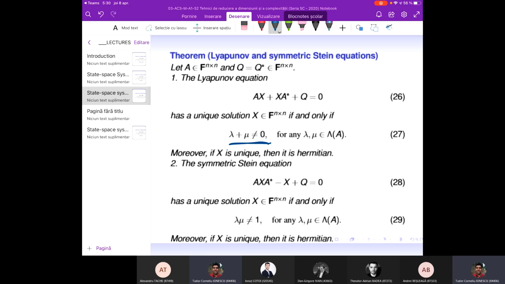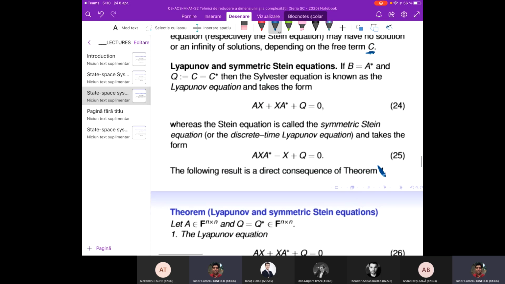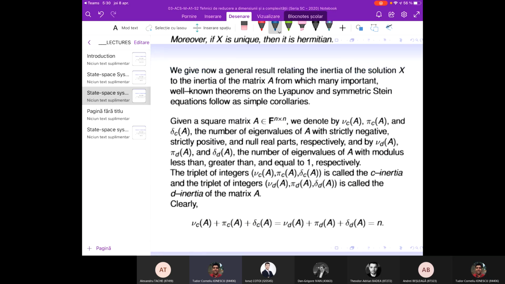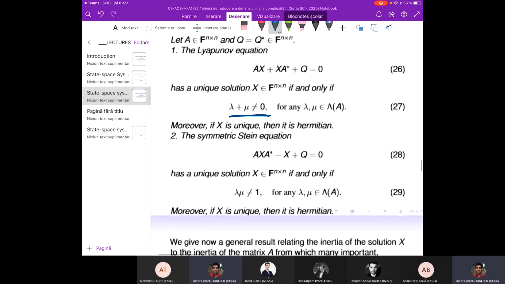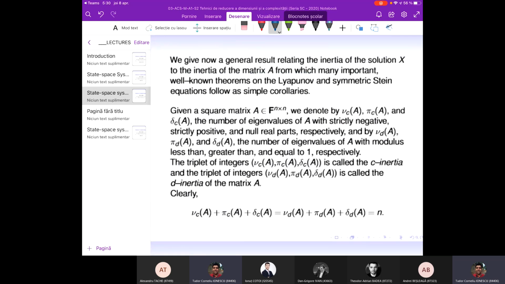The same type of condition holds for the symmetric Stein equation, or the discrete Lyapunov equation. You realize that this theorem is easy to prove since Lyapunov and discrete Lyapunov are only particular instances of the Sylvester and the Stein equation. So this is all set, because these are very important and we're going to use them quite a lot.